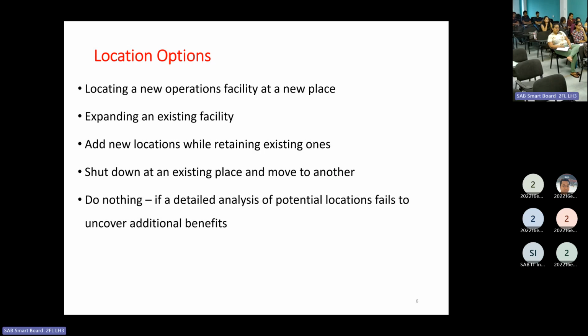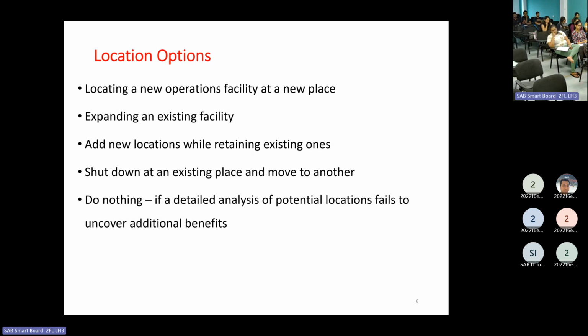So the third option could be new locations while retaining the existing ones, while keeping their factory at this place and looking for some other place. Or shut down that one existing place and move to another. That's another option. And of course, in location decisions, this is also considered as an option.